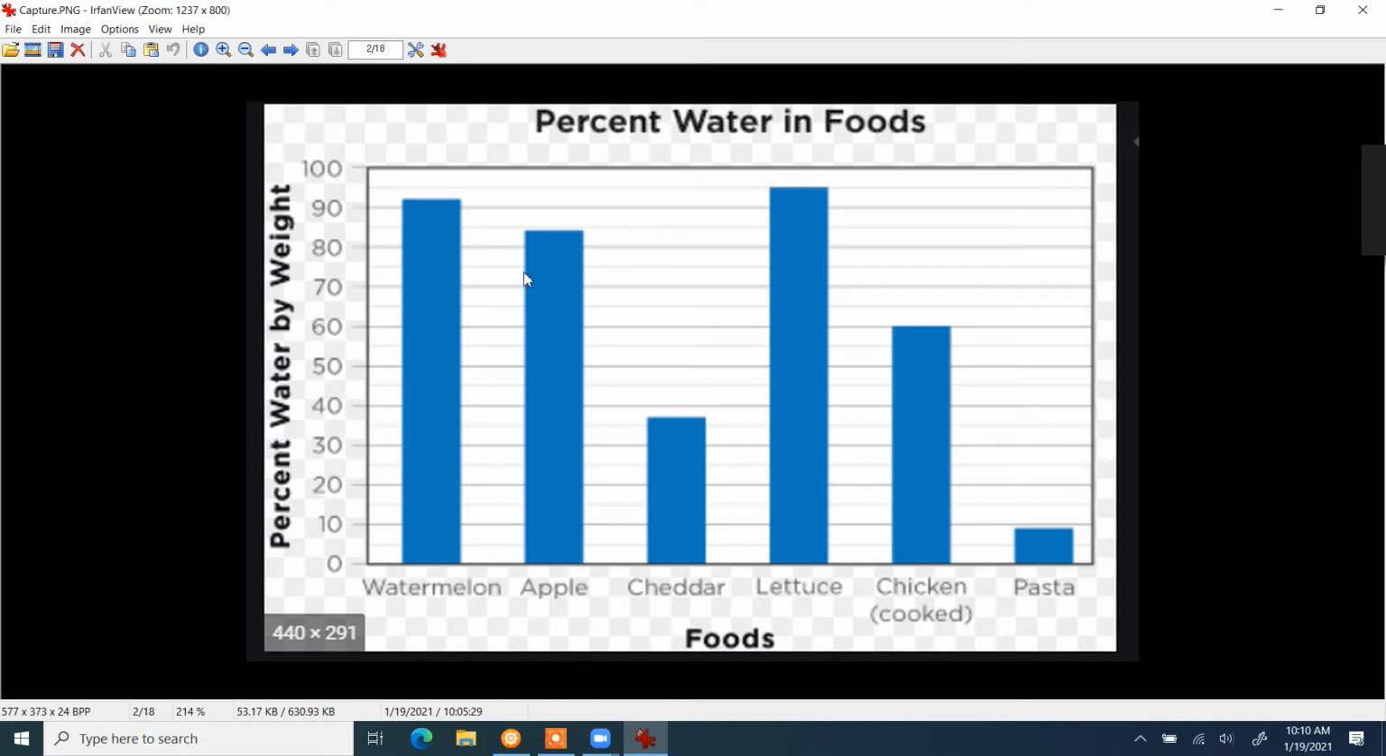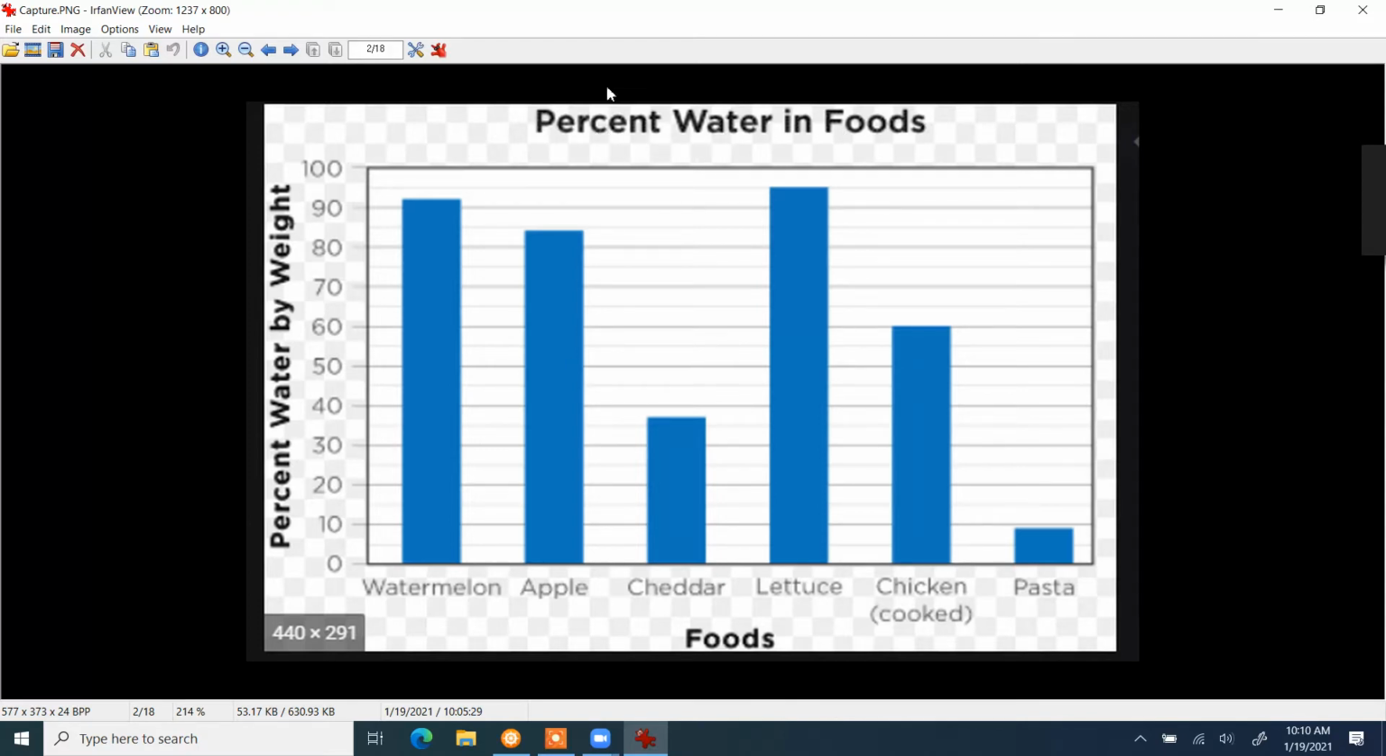So here's a graph that we have here today. Whenever you see a graph, the first thing you always want to do is look at the title. The title is at the very top. This is going to tell you what this graph is about. This graph says percent water in foods. So we know that we're going to look at this graph and figure out how much water is in different kinds of foods.